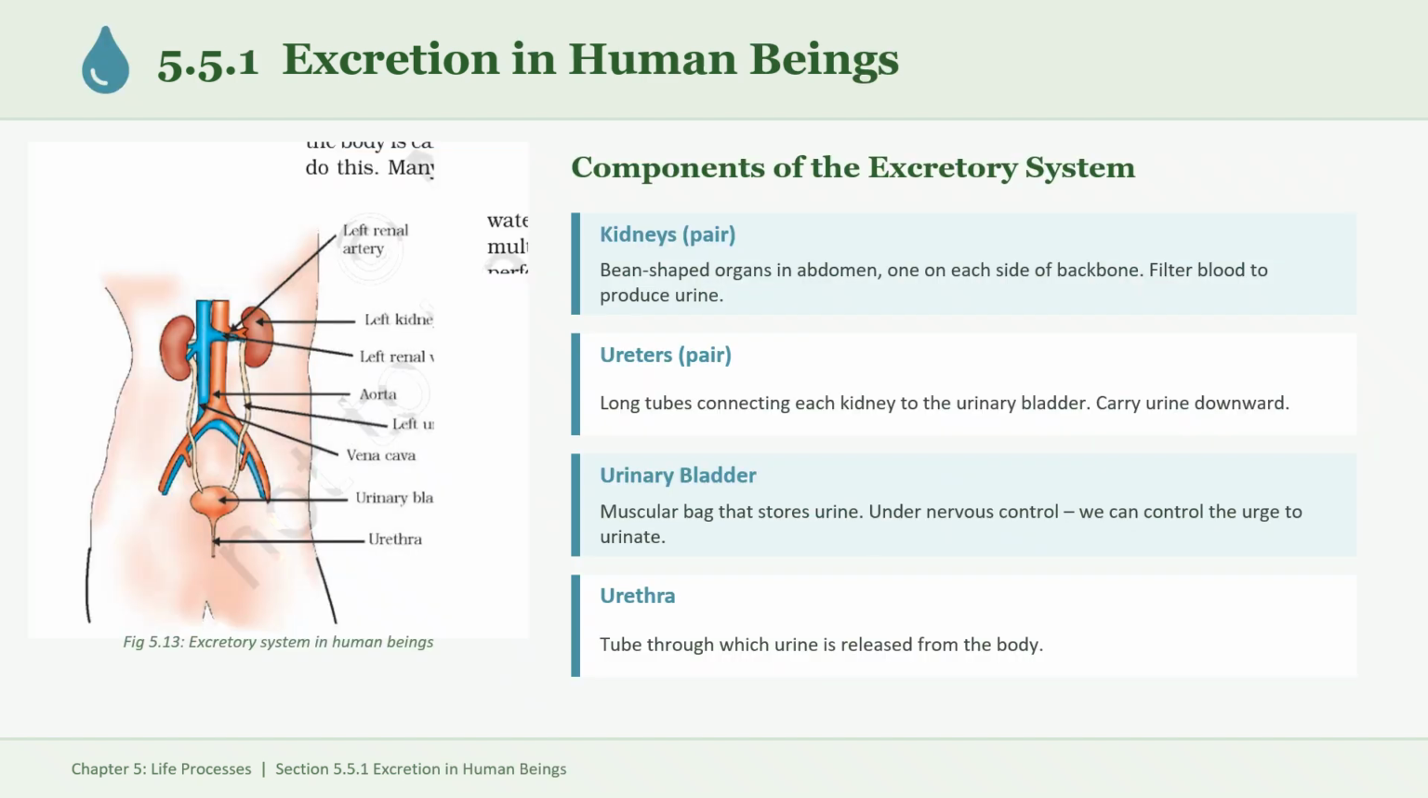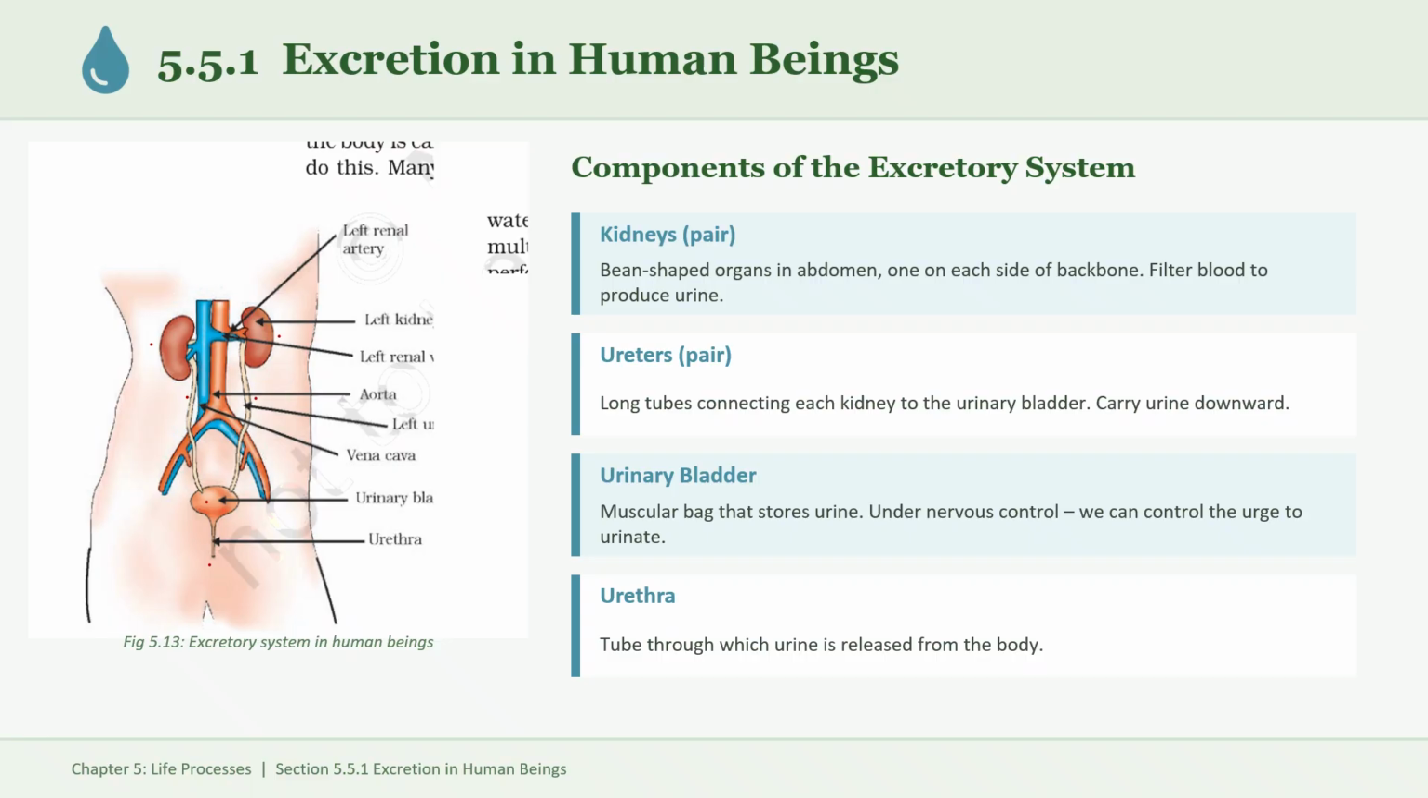Next, we are going to see excretion in human beings. When we talk about excretion, the human excretory system consists of a pair of kidneys, a pair of ureters, a urinary bladder, and a urethra. You can see the pair of kidneys, the pair of ureters, and this is the urinary bladder and the urethra.